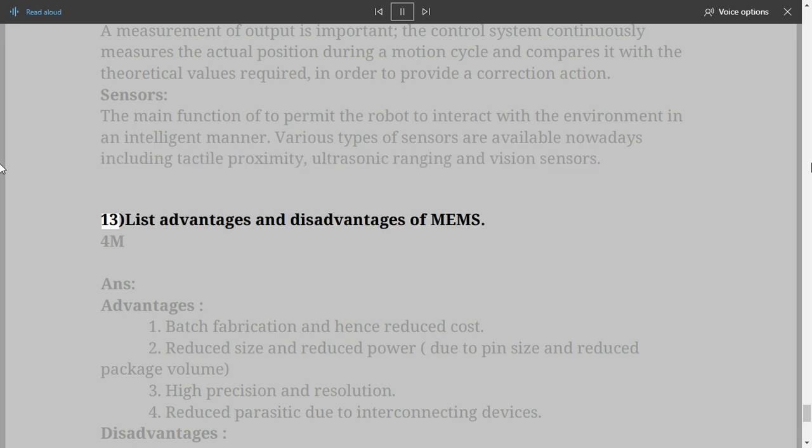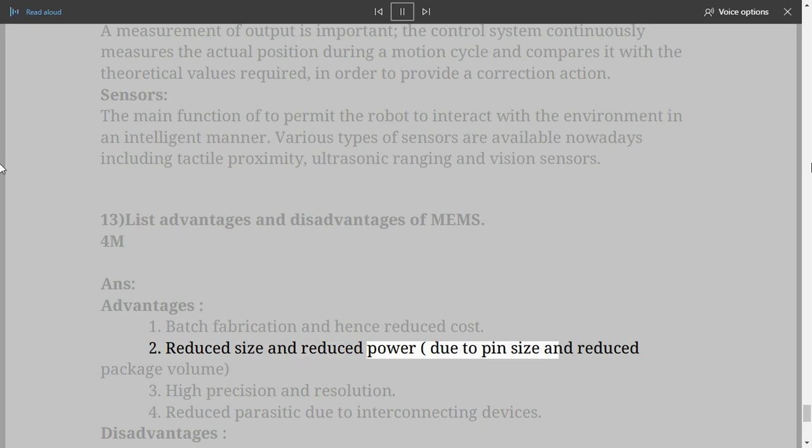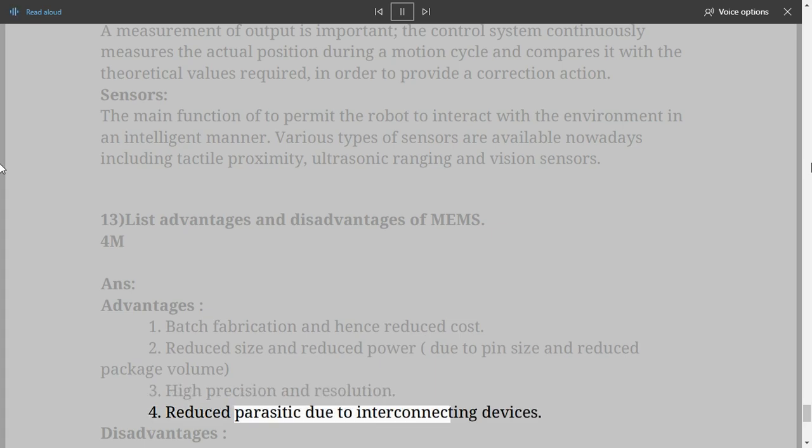13. List advantages and disadvantages of MEMS. 4 marks. ANS. Advantages. 1. Batch fabrication, and hence reduced cost. 2. Reduced size and reduced power, due to tiny size and reduced package volume. 3. High precision and resolution. 4. Reduced parasitics due to interconnecting devices.